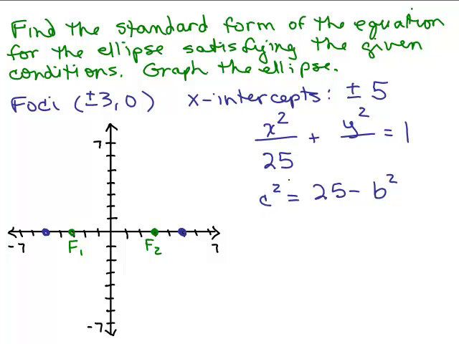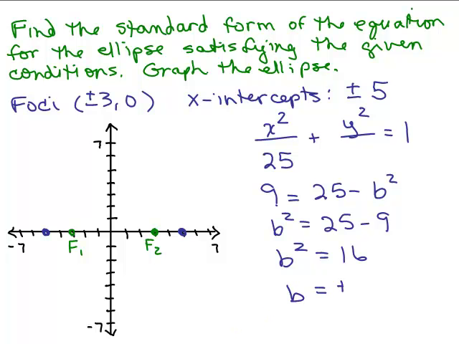But I know c squared, right? C squared, well, c is 3, okay, because the focus is at plus or minus 3. So instead of c squared, I could write 9. So I've got b squared is 25 minus 9. So b squared is 16. So b is plus or minus 4. This is actually easier than the last problem. If b squared is 16, then 16 is what goes into the y squared. So we've got our equation.